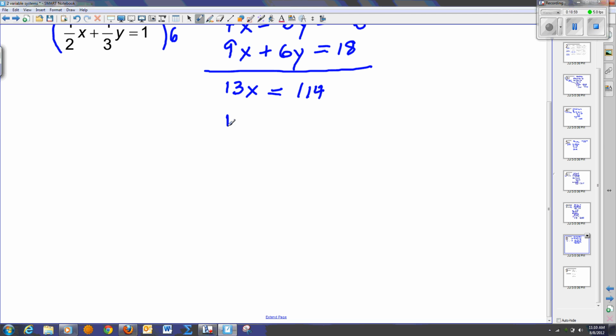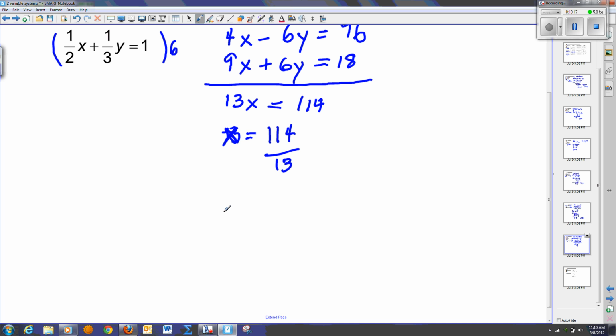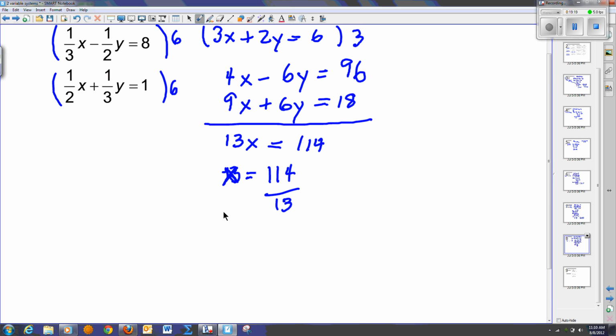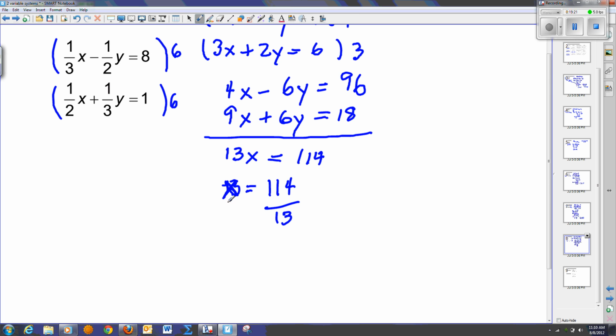Divide both sides by 13, and unfortunately, it doesn't reduce so nice. So I get x equals 114 over 13, which leaves me to find y. Now, if I want to find y, what I'm going to do is probably pick the smallest equation that I have to use. I'm going to go with this 3x plus 2y is equal to 6, because that's pretty small.